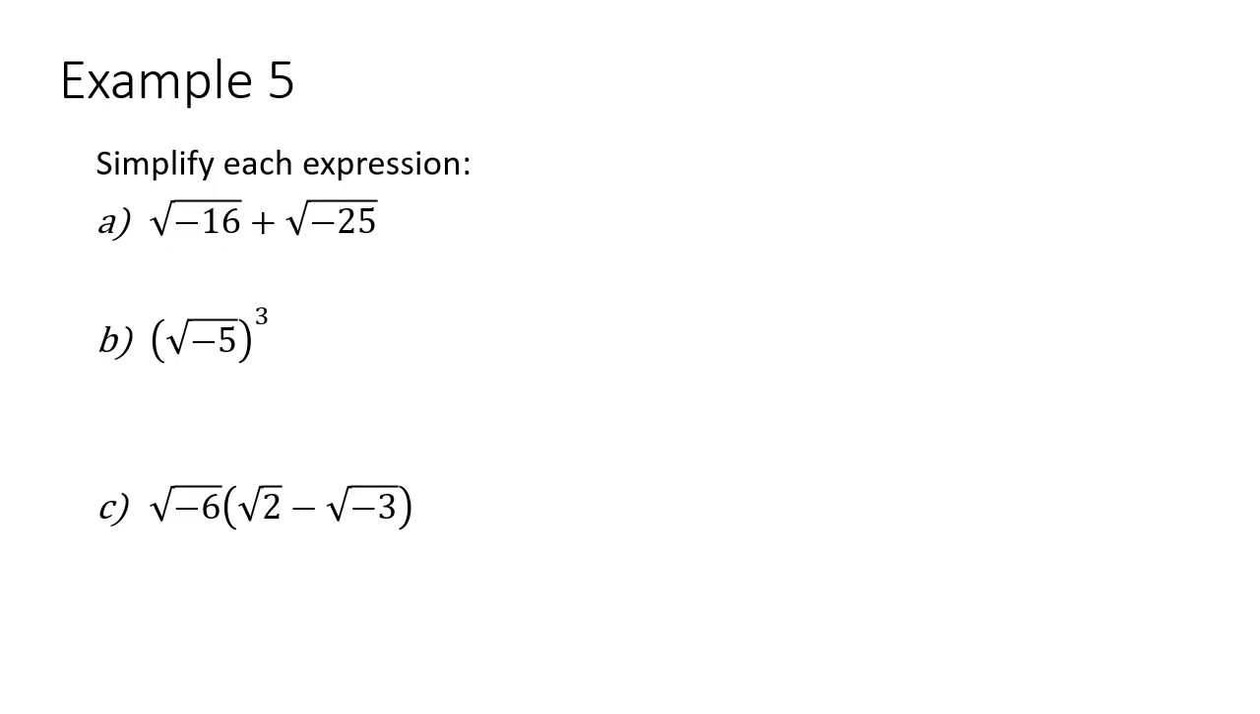All right, so for part A, we're going to simplify these square roots as much as possible. The square root of negative 16 would be i square root of positive 16, but that would just be i times 4. So that's 4i, and the square root of negative 25 would be i times the square root of positive 25, which is 5. So that would be plus 5i. And because these are both i's to the first power, 4i plus 5i would give us 9i.